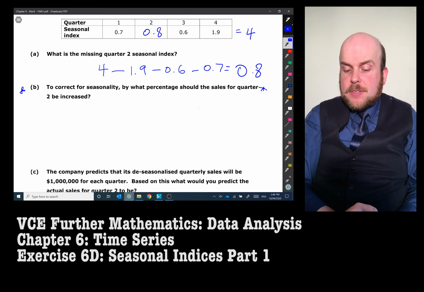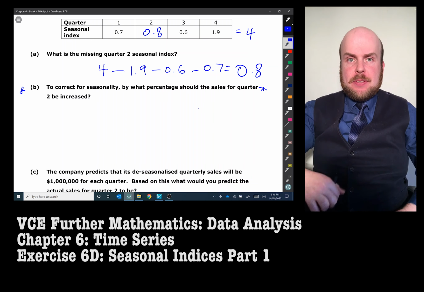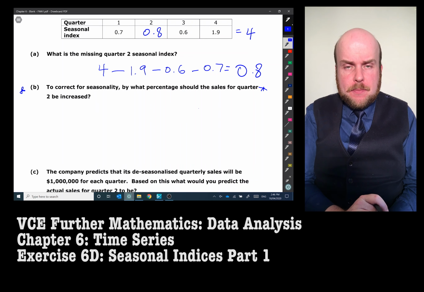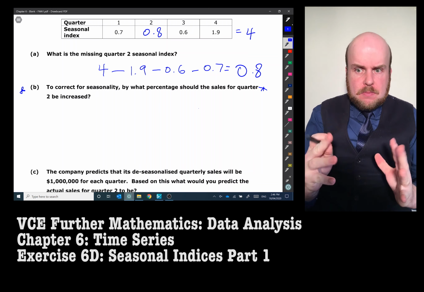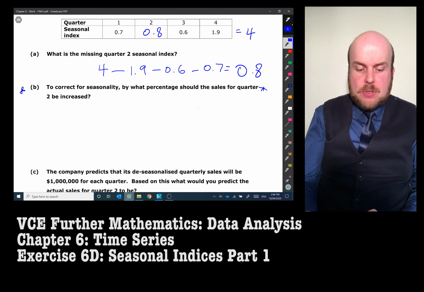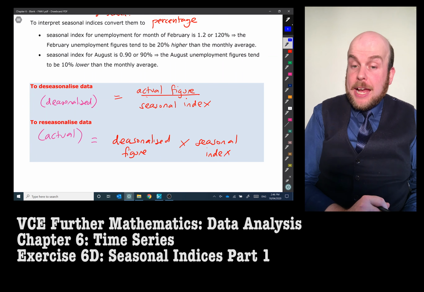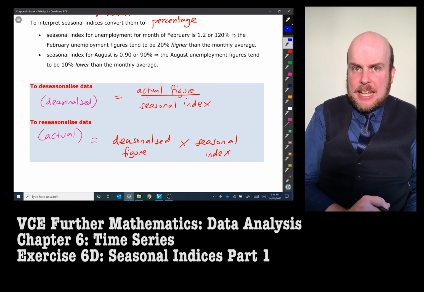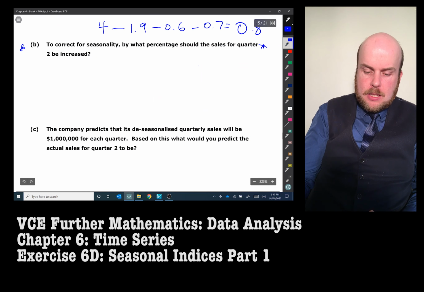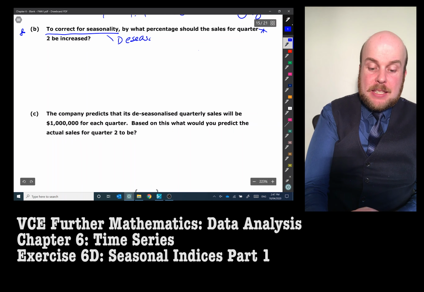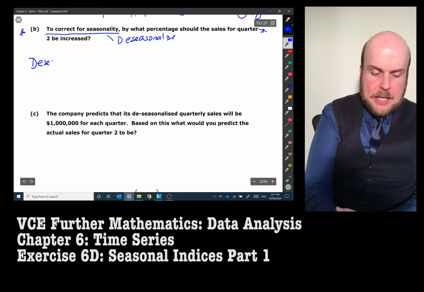Part B, to correct for seasonality, by what percentage should the sales for quarter 2 be increased? Now, we don't have any sales for this one, so how on earth can we answer this question? Well, first and foremost, if we're unsure, let's see what we're supposed to do. Deseasonalized is equal to actual figure divided by seasonal index. To correct for seasonality, that phrase means I have to deseasonalize. So I have to use this formula somehow.